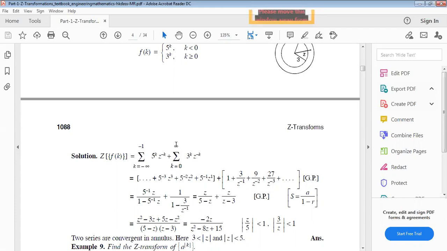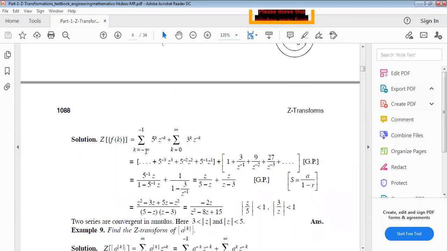Now, dividing it into two parts, we get this. First, taking minus infinity to minus 1, this sequence can be written as 5 to the power minus 1, then 5 to the power minus 2, then 5 to the power minus 3, putting k equals to minus 1, k equals to minus 2, k equals to minus 3, and in this way to minus infinity. The first term will be, for k equals minus 1, minus 1 times z.